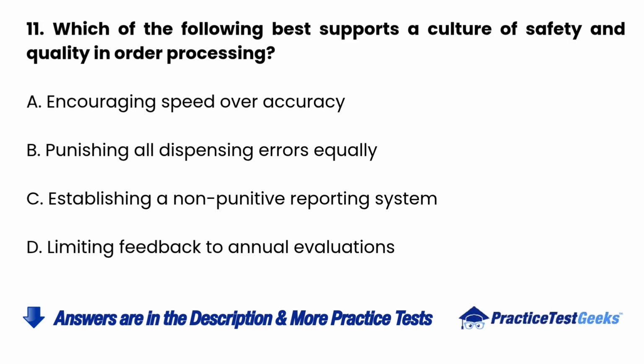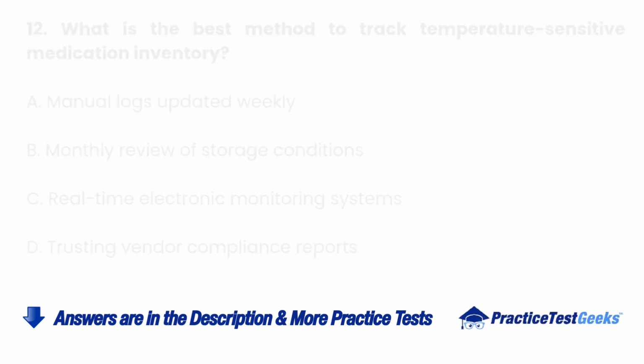11. Which of the following best supports a culture of safety and quality in order processing? A. Encouraging speed over accuracy. B. Punishing all dispensing errors equally. C. Establishing a non-punitive reporting system. D. Limiting feedback to annual evaluations.